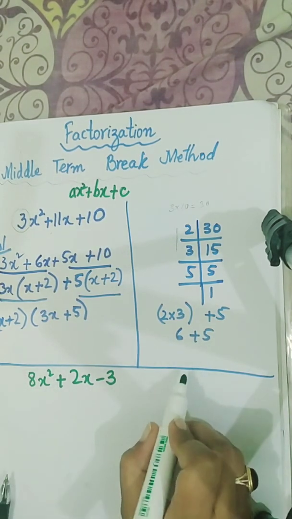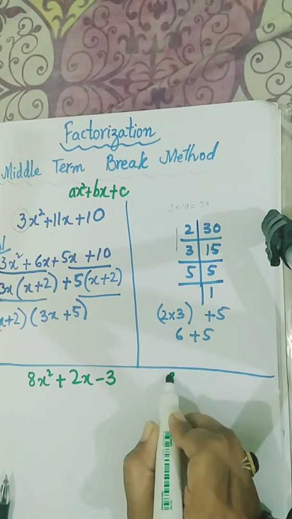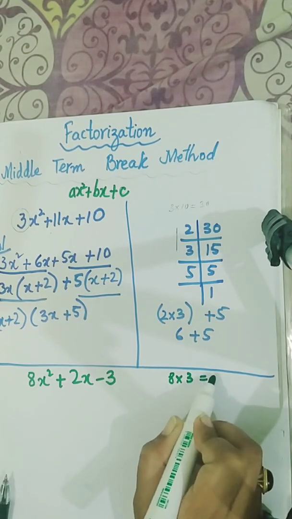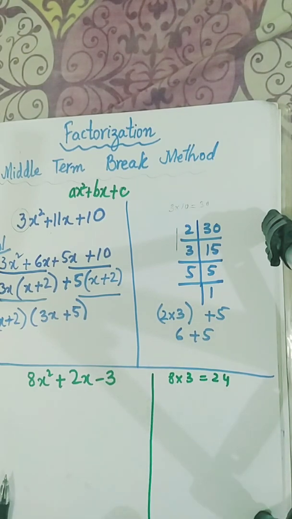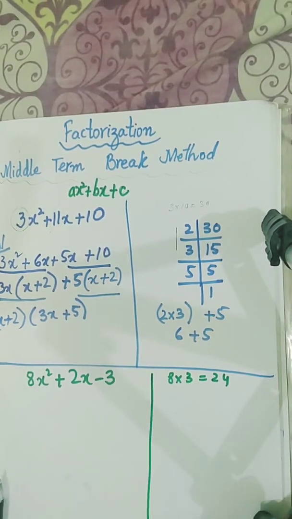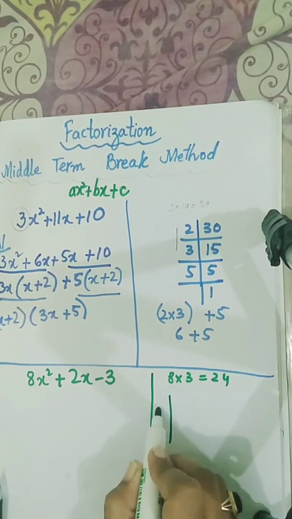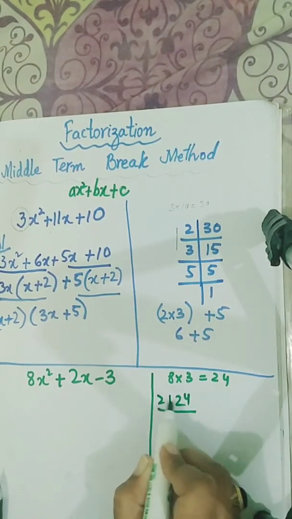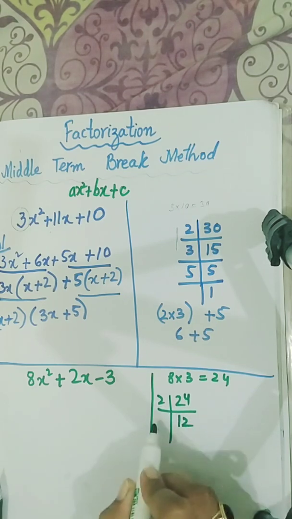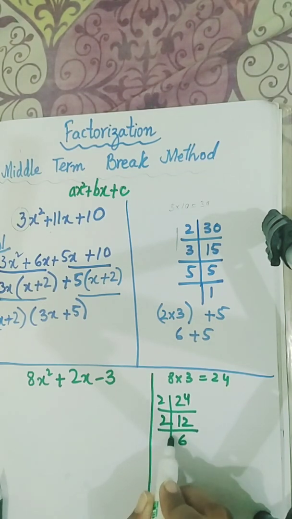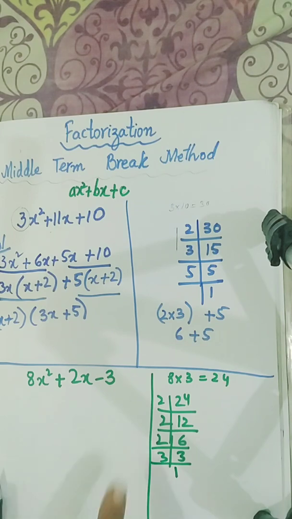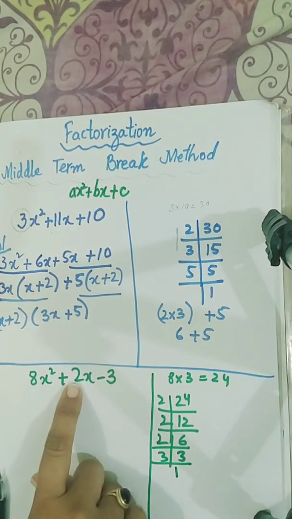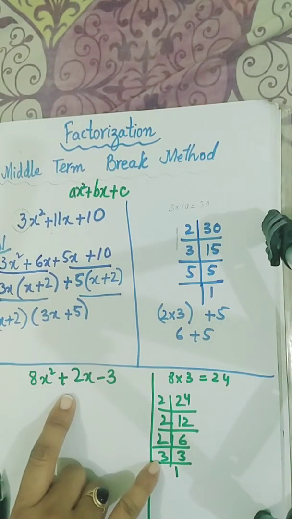8 times 3 will be 24. So I need to find the factors of 24 first. Alright, so the factors of 24 are 12, 2, then 6, 4, then 8, 3, and 24, 1. So these are the factors of 24, and I want to make 2. So what can I do?